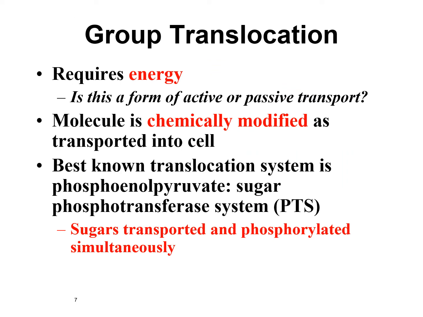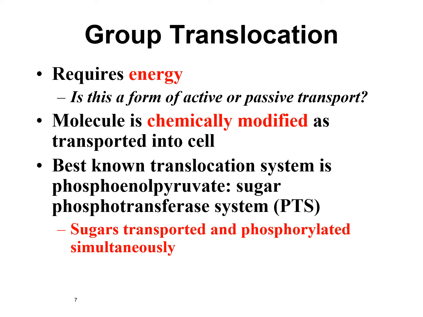Group translocation, this is new, so you haven't learned about this one before. This is only done in bacteria and archaea. So eukaryotic cells cannot do group translocation. It does require energy, so it is a form of active transport. And what happens is as the molecule is moved into the cell, it's going to be chemically modified. So maybe it's going to be phosphorylated, so we'll stick a phosphate group on it. The best known translocation system is the phosphoenolpyruvate sugar phosphotransferase system, which you do not have to know that name. Okay, just know what group translocation is and be able to describe what happens.